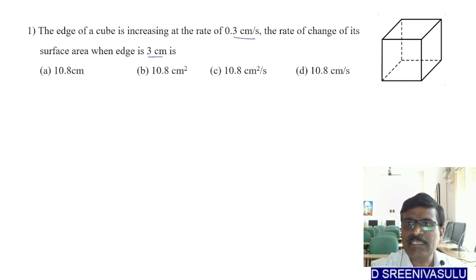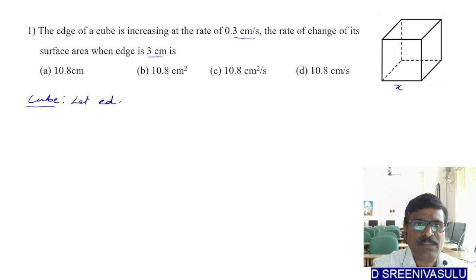Let us take the edge as x cm. Here is the given cube. Let the edge be x centimeters. Then what is given here? The edge of the cube is increasing at the rate of 0.3 centimeter per second. That is dx by dt is given. dx by dt is equal to 0.3 centimeter per second.